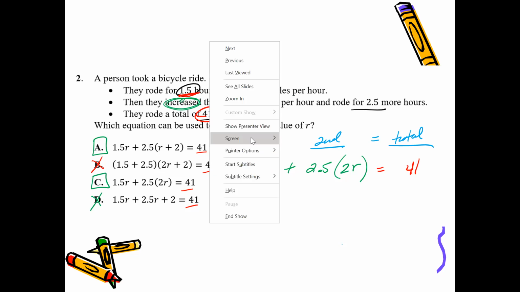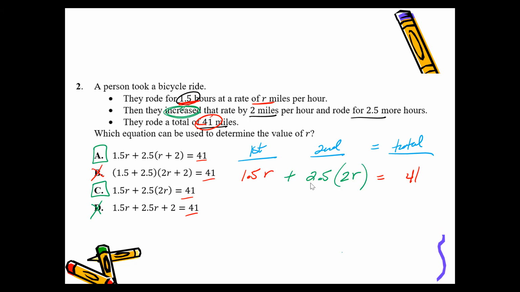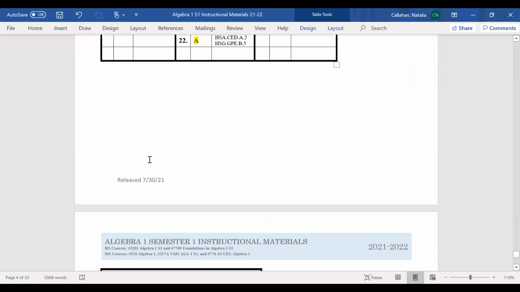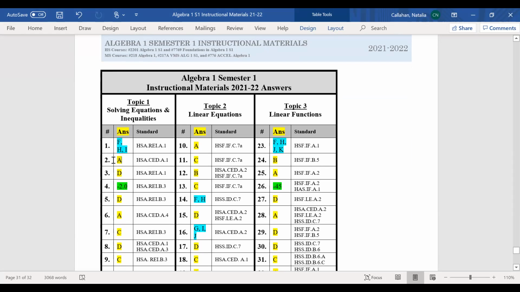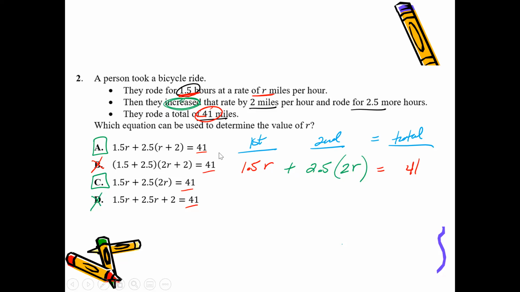And if you're not sure, I would suggest that you look at your answer sheet. Go back to your answer sheet, scroll down to the very last page, go to number 2, and your answer is what? It says A as an apple. So then you can go back over here and ask, why is it R + 2? Oh, it's because the rate increased by 2 miles per hour. So it's not 2 times R. It is going to be R + 2.